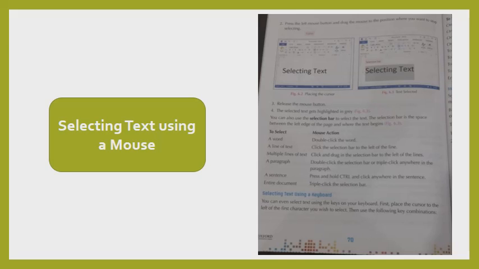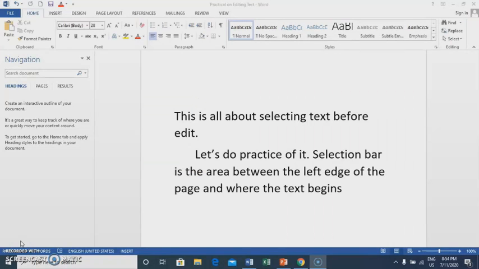Students, let me show you a practical demonstration which will help you understand the concept of the selection bar, where on the page the selection bar is, and how you are going to perform all these actions using your mouse. Let's watch the video. To select the text using a mouse, place the cursor to the left of the first character to be selected.